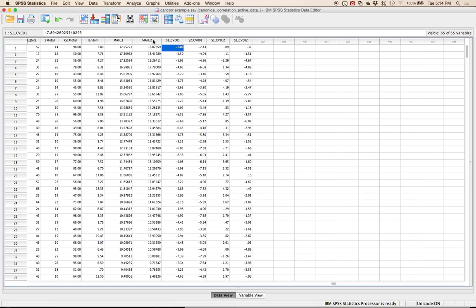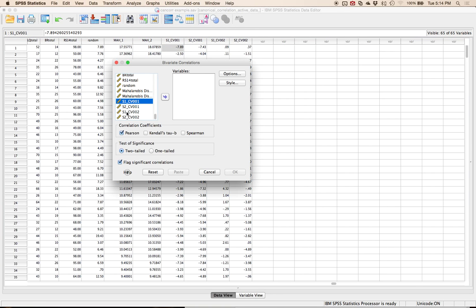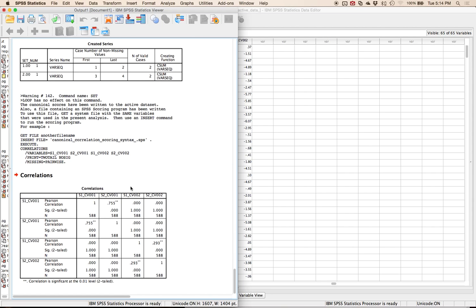And so what you can do to see what's going on is correlate these scores. So let's do Analyze, Correlate, Bivariate, and toss in all these different variables we just got. Hit OK. So what is that doing? Look, set 1, meaning for variate 1, is correlated with set 2, resiliency for variate 1, at 0.76.